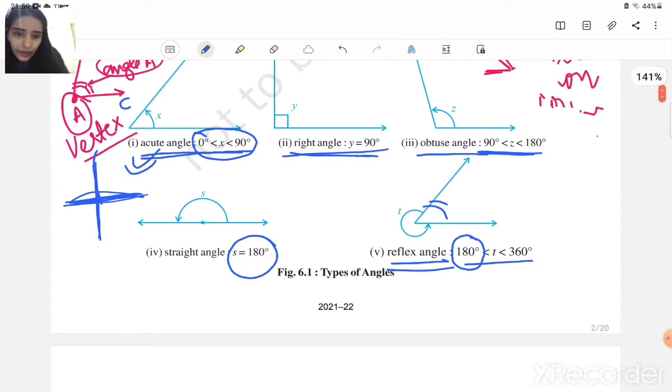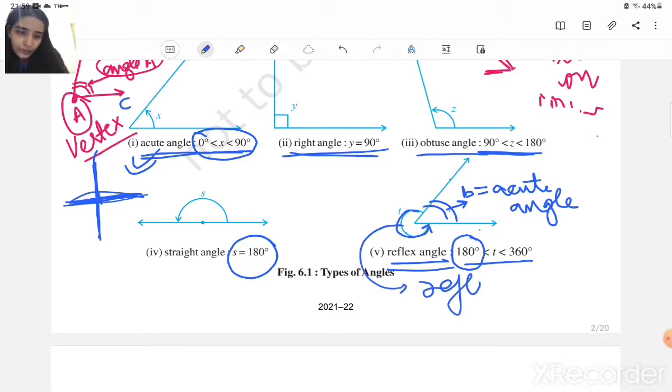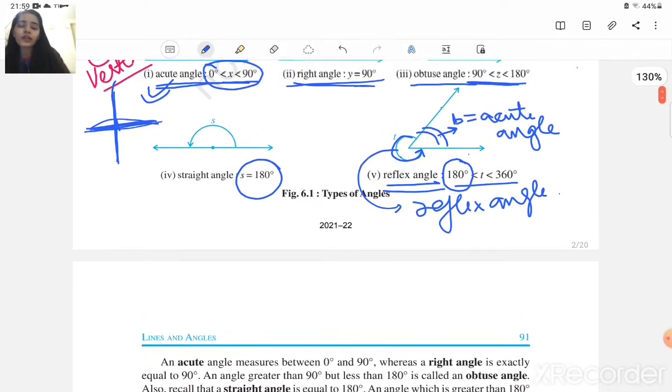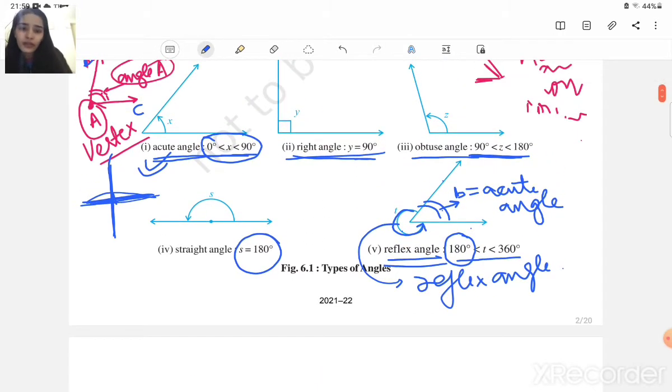If we look at this angle, then we can easily say that this angle B is an acute angle. But the corresponding angle to these two rays forms a reflex angle as well. Hope you are understanding the different types of angles. So let's revise them once again. Acute angle is 0 to 90, right angle is 90, obtuse angle is 90 to 180, straight angle is 180 degrees, and a reflex angle is greater than 180 and less than 360 degrees.